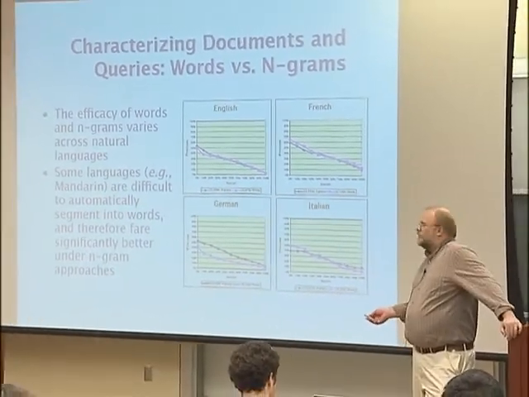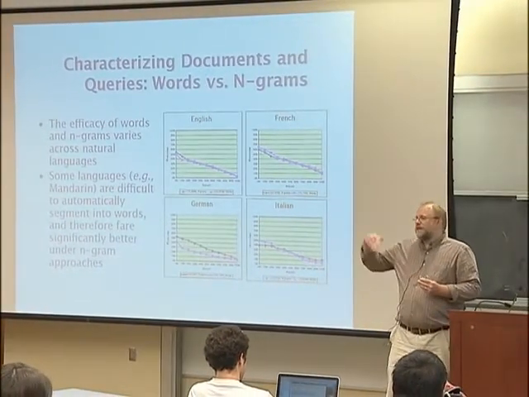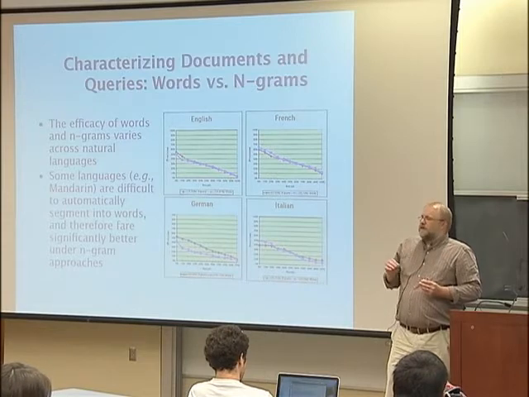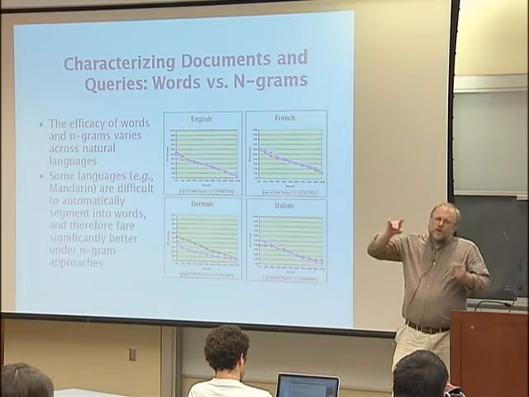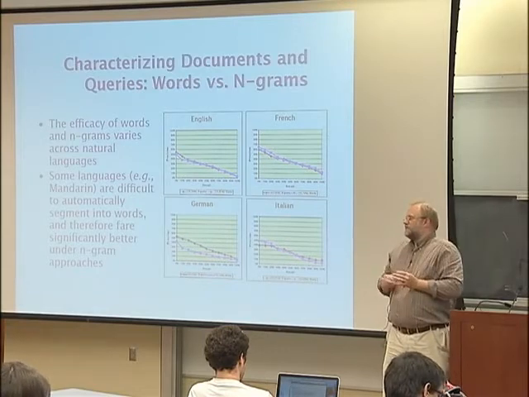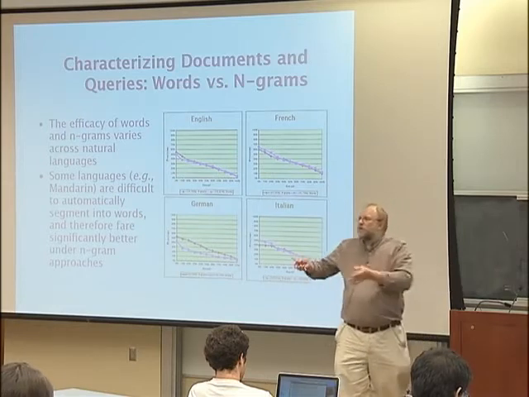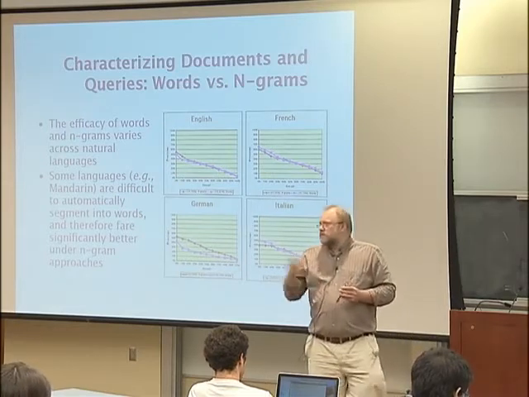This is doing the decompounding for you. It's handling other morphological variation because all the morphological variation occurs in some of the n-grams but not others. Okay, and if you look at even more morphologically complex languages, n-grams do correspondingly better.